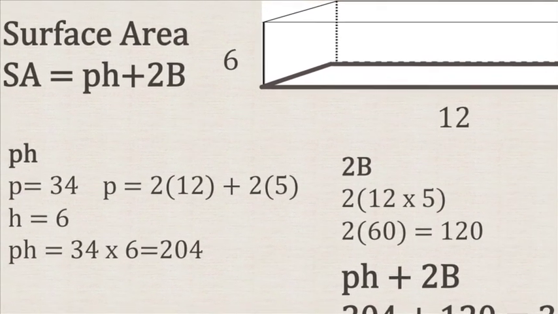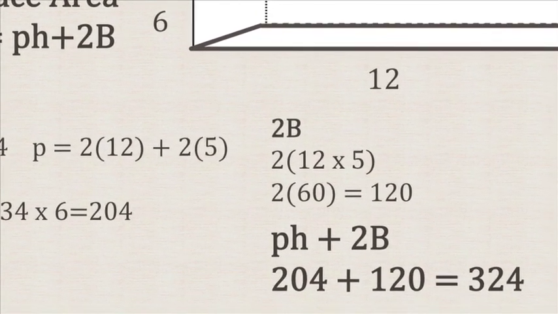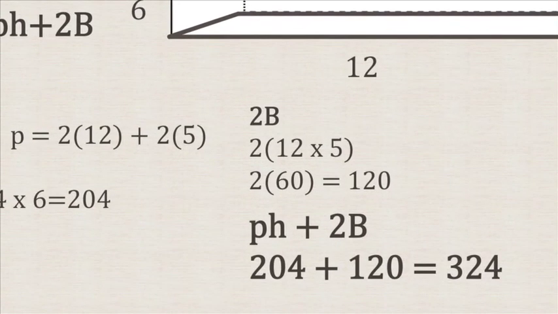On the right-hand side of the formula, we have 2 times B, or 2 times the base. Using the formula length times width, we get 5 times 12, or 60. Don't forget it's 2 times the base. So 2 times 60 would be 120. Now using our algebraic operations, now that we've got our two products, we're going to add 204 and 120 for a combined surface area of 324.